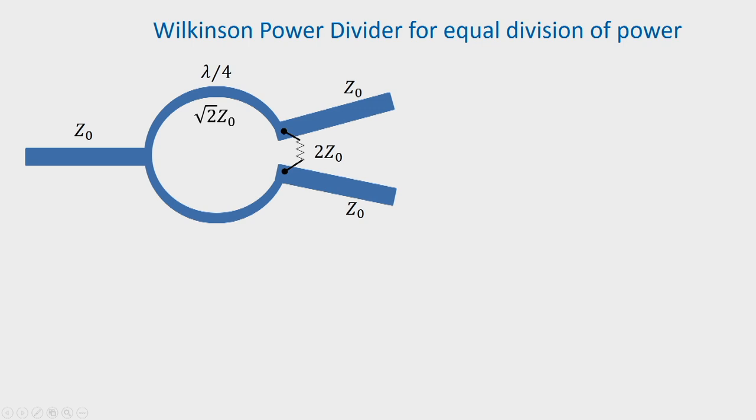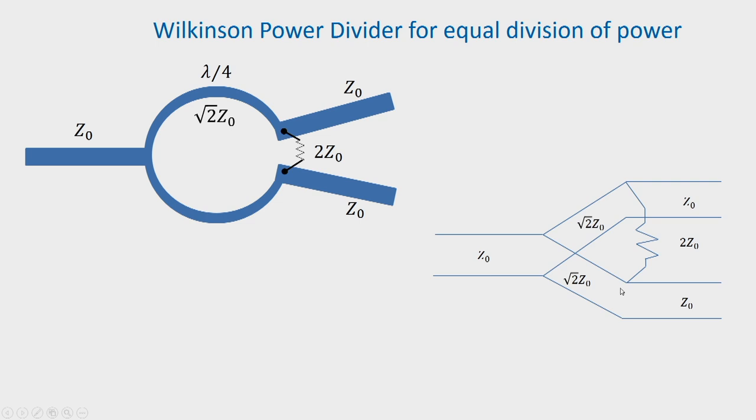Please note that these values mentioned here are for an equal power divider. The Wilkinson power divider can also be designed for arbitrary power division ratio. It can also be multi-port. We are showing here only two output ports, and this is another version with transmission line sections. Once again we see that a resistance of 2 Z naught is connected here, and we have three ports all having characteristic impedance Z naught, and these lambda by 4 sections having root 2 Z naught as the characteristic impedance.